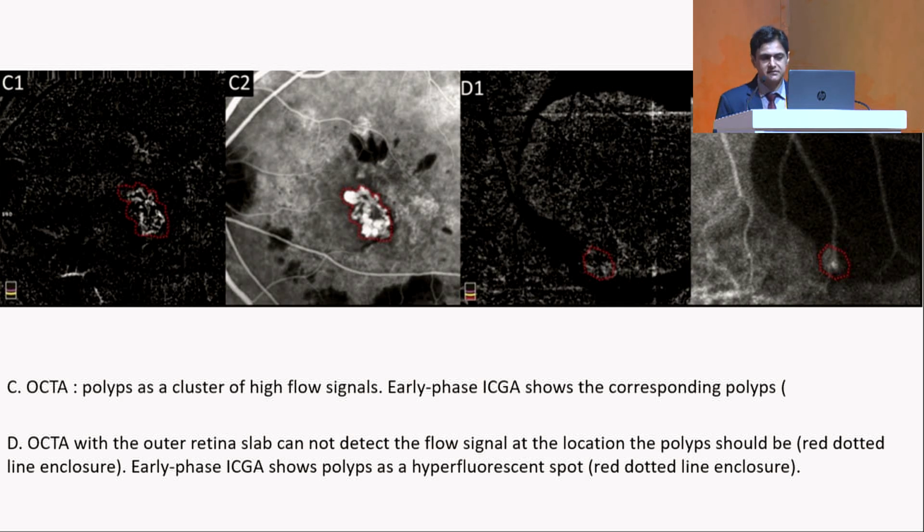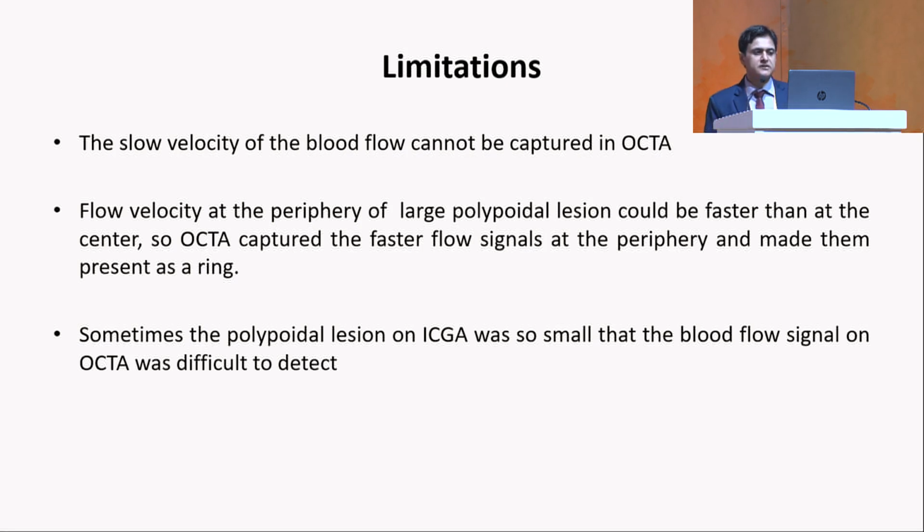So that's why I'm saying ICG is still the gold standard for diagnosis of PCV and for the polyps. However, OCTA maybe in future, with further technology, you will probably be able to pick up polyps much more easily, but it's very difficult to make a diagnosis of polyps purely on an OCTA. As I said, the slow velocity of blood is not captured on the OCTA, and at the periphery of the large polypoidal lesions the blood flow is faster, and hence they present as a complete ring or a half ring. Most of the time I feel it's very difficult to pick up a polyp on an OCTA.